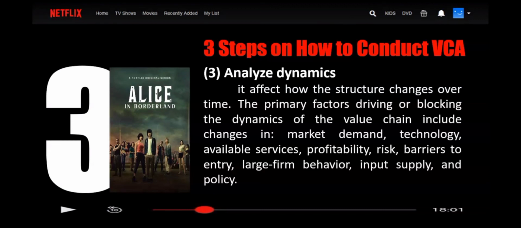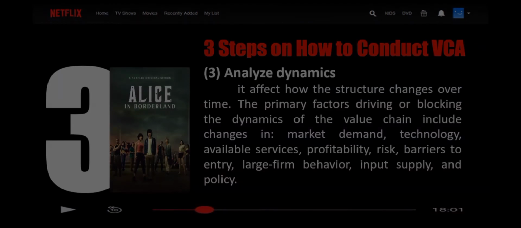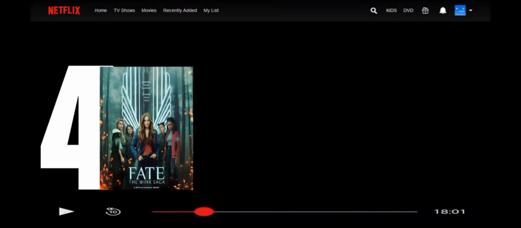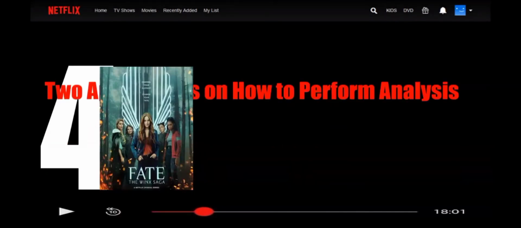Change spreads through a number of dynamic elements, including upgrading through investment by individual firms, value chain governance, power exercised by firms in their relationship with each other, inter-firm cooperation and competition, and the transfer of information and learning between firms. So let's move forward to the approaches and how to perform analysis.